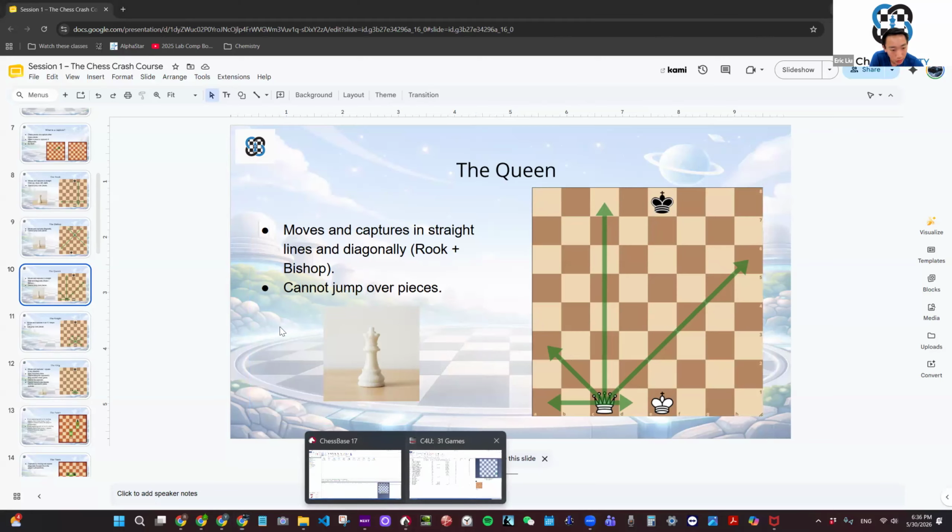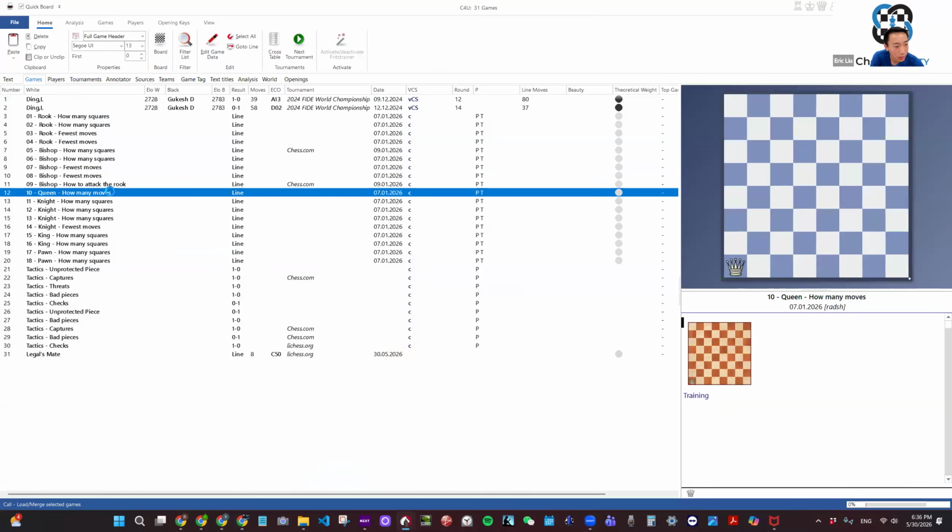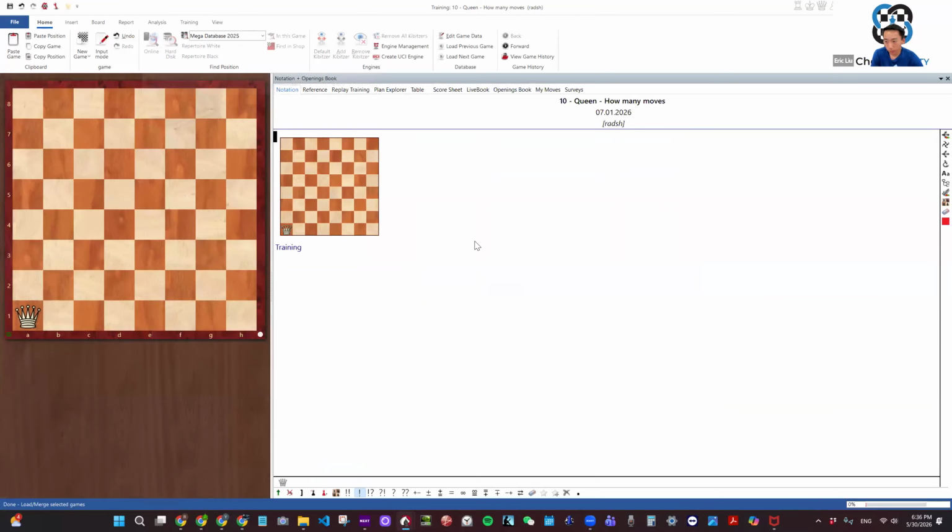Okay, let's look at the queen. How many different squares can this queen move to? Yes, the correct answer is 21.